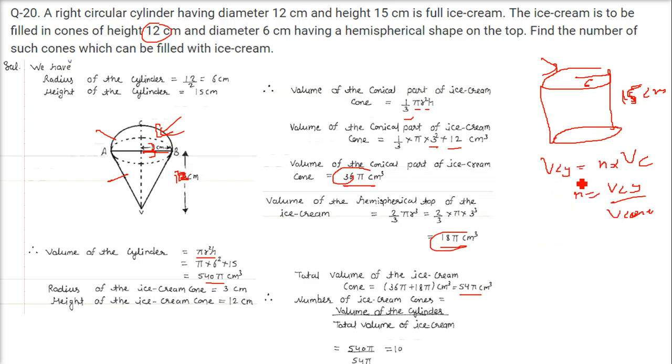Now, as I said, the number of cone-shaped ice creams that will be formed is equal to the volume of the cylinder divided by the volume of one cone. So the volume of the cylinder is 540π, and the volume of one ice cream is 54π. Divide them, you get 10.